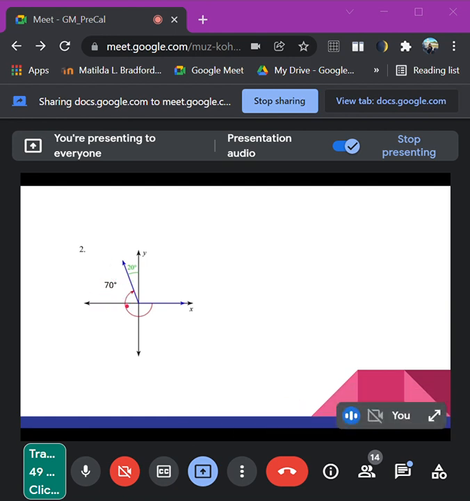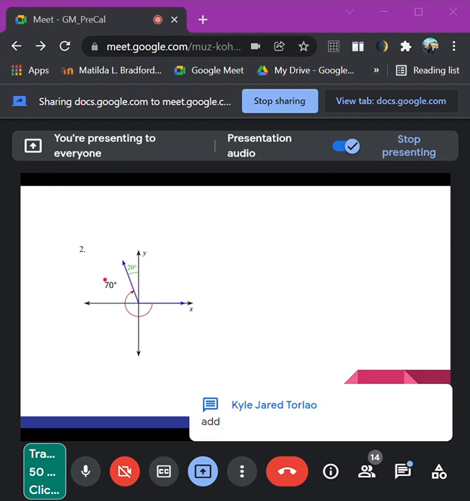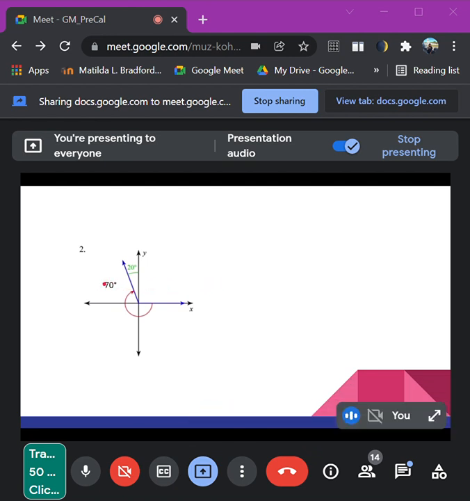Naa man kay 70 diri. So, unsay imong buhaton? Mag-add or mag-subtract? Okay, mag-add ka. But this time dapat ang imong 70 is also negative. Dapat negative pod ni siya. Even though positive ang gisulat diri, pero clockwise man, so negative gyapon ni siya. So you're going to add negative 180, the straight line, and then negative 70. So pila ang result, class?